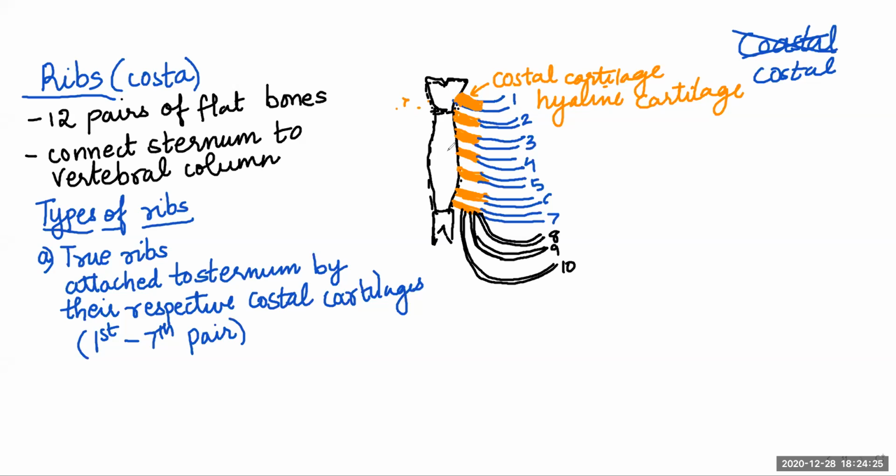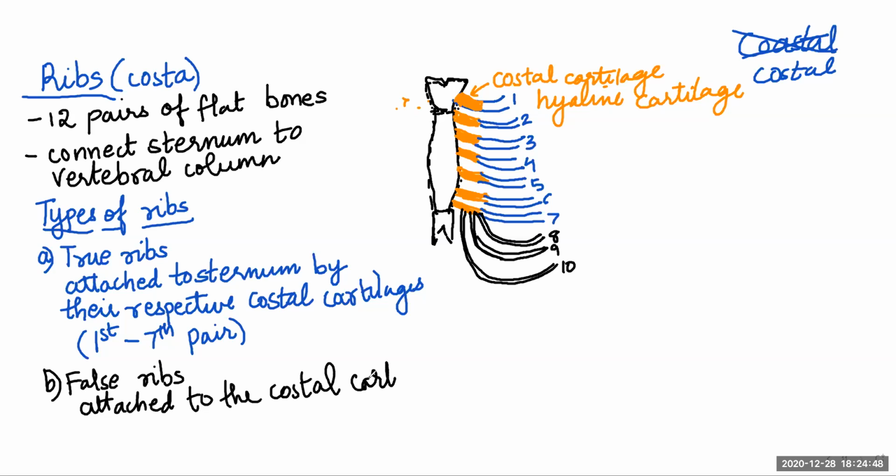The next one are called false ribs. False ribs are also attached, but they are not directly attached to the sternum. They are attached to the costal cartilage of 7th rib. Yes. So they are what? 8th, 9th and 10th pairs of ribs.